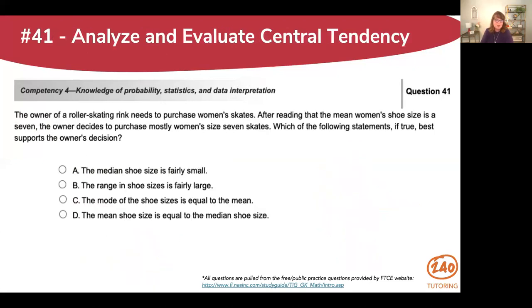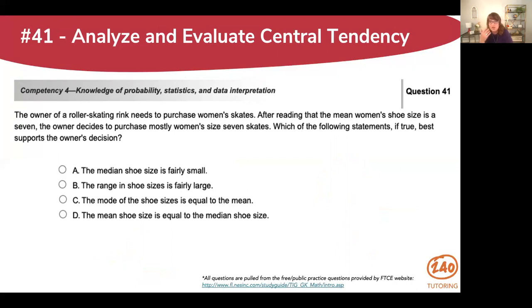All right, last question together. This is another one that requires a little bit of thinking. The owner of a roller skating rink needs to purchase women's skates. After reading that the mean women's shoe size is a 7, the owner decides to purchase mostly women's size 7 skates. Which of the following statements, if true, best supports the owner's decision?